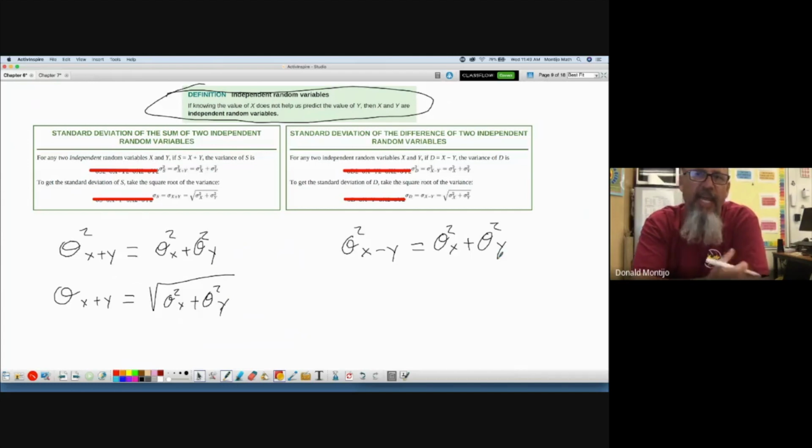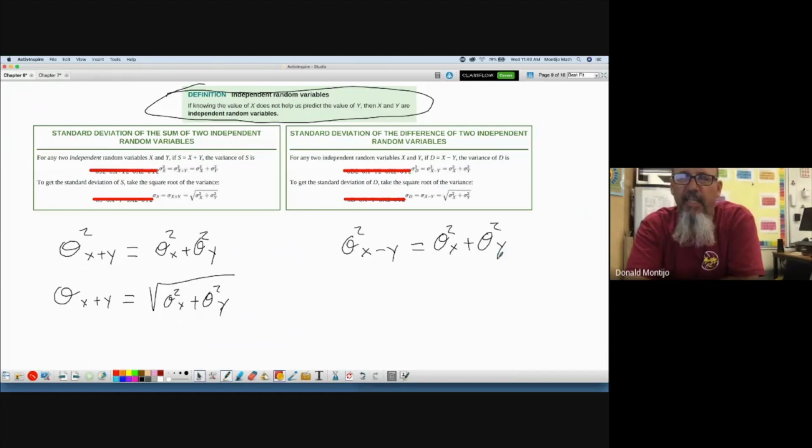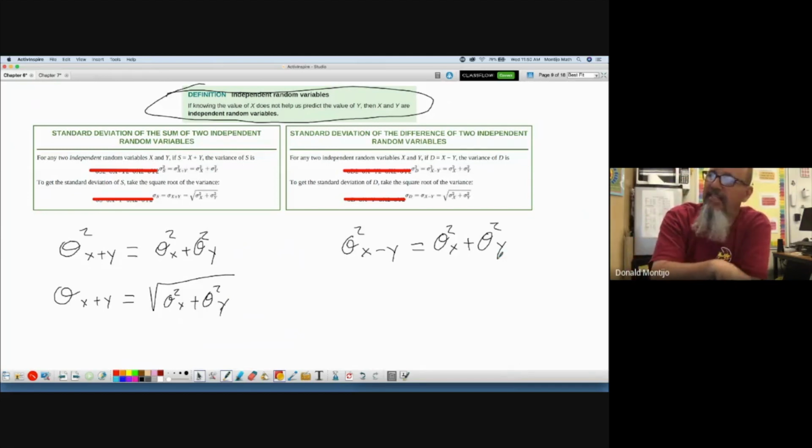You can't say I'm -5 feet tall. I live -6 miles away from school. It doesn't make any sense. So the reason that if we want to subtract two variances, we actually add them is because we're looking at distances. And it doesn't make sense to have negative values to describe a distance between two things. So if we want to subtract two variances, add them together.